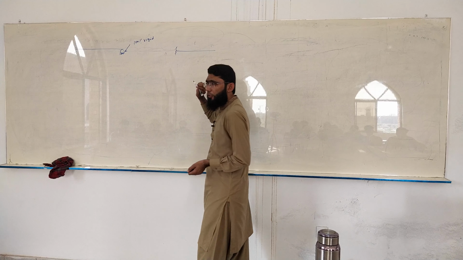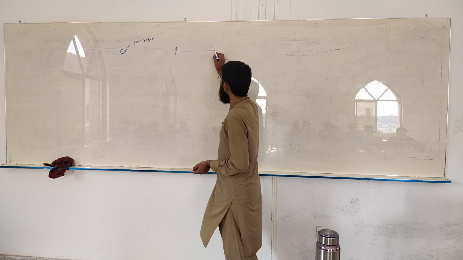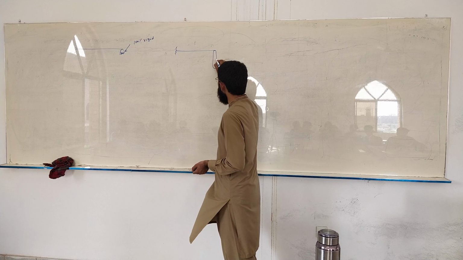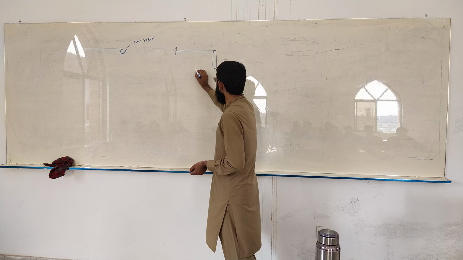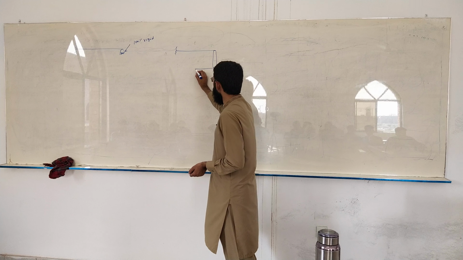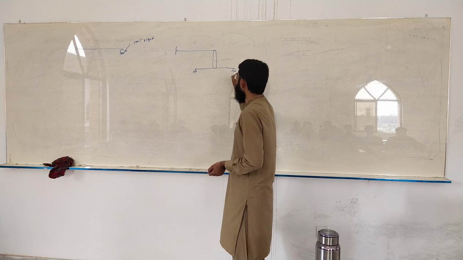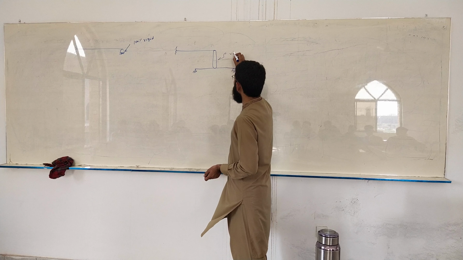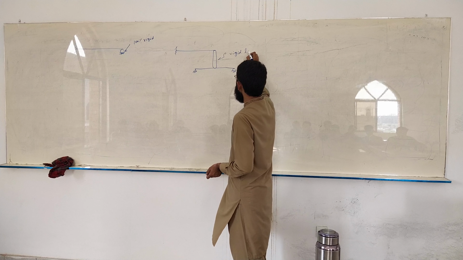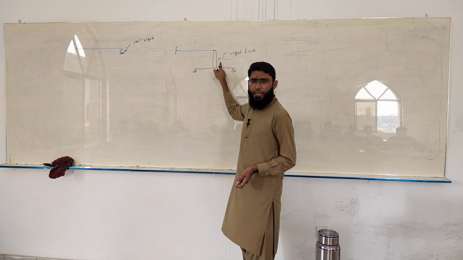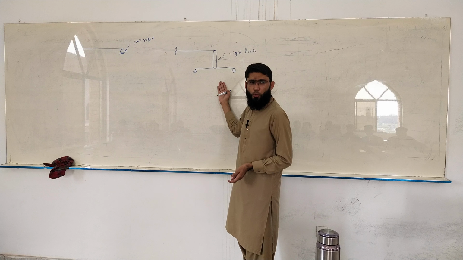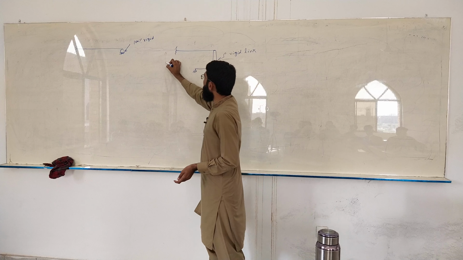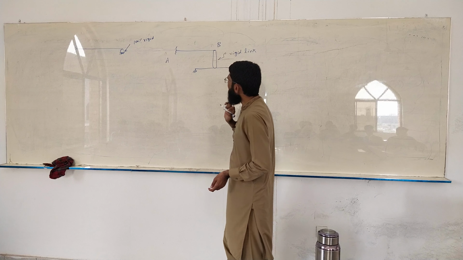if this is a beam, and it is being supported by another beam through a rigid link. There's a rigid link connecting these two beams. This is the support beam, and that is the beam we are considering right now. Let's say this is A and this is B.